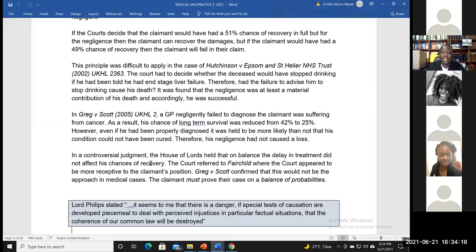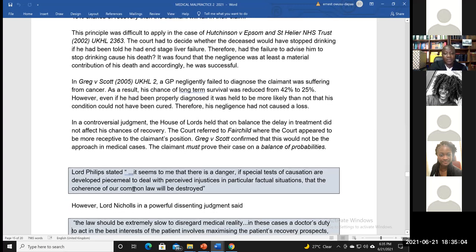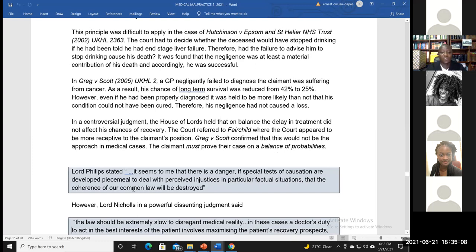So the decision in Gregg against Scott is a confirmation that it is not likely that the court is going to have, if you like, one consistent approach in medical cases when it comes to loss of chance. And in all situations, the plaintiff will have to prove the case on balance of probabilities. In other words, the court is not simply going to say that because of this precedent, automatically we can say that the defendant is liable for your loss of chance. No, you still have to go through the usual rigor of trying to prove the case on balance of probabilities.